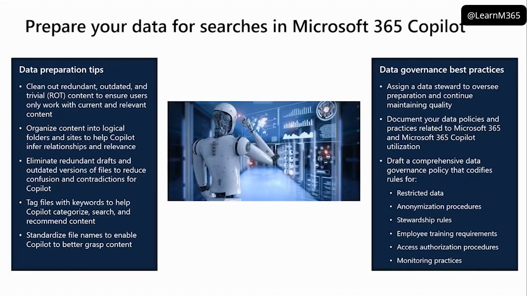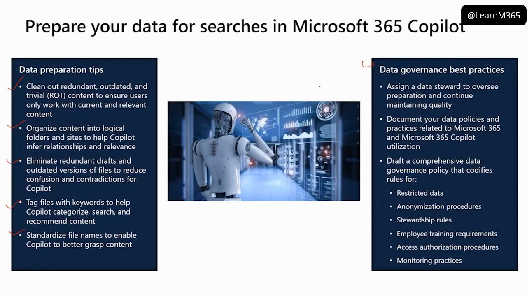First of all, clean out redundant, outdated, and trivial content to ensure users only work with current and relevant content. Makes sense? Self-explanatory, right? Organize content into logical folders and sites to help Copilot infer relationships and relevance. Again, self-explanatory. Eliminate redundant drafts and outdated versions of files to reduce confusion and contradictions for Copilot. Tag files with keywords to help Copilot categorize, search, and recommend content. Standardize file names to enable Copilot to better grasp content. These are the data preparation tips for your admins, security admins, compliance admins.